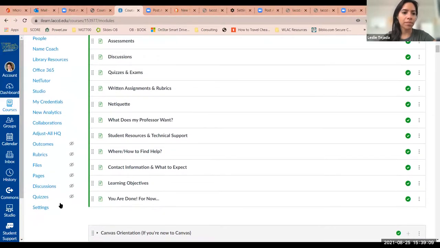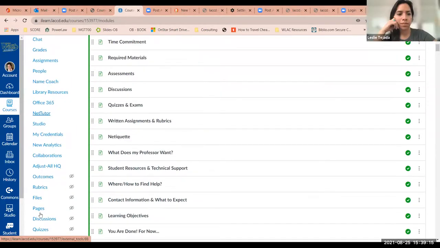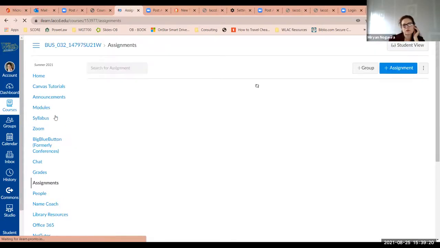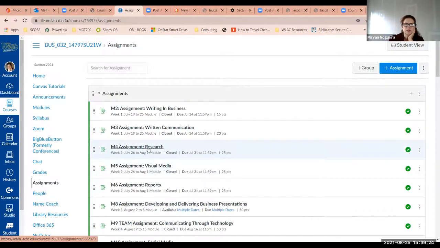No questions. I told you about the rubrics, how important that is. They are not visible here for the students, but if you go to an assignment, let me show you an assignment so you can see the rubric. Let's take this one.